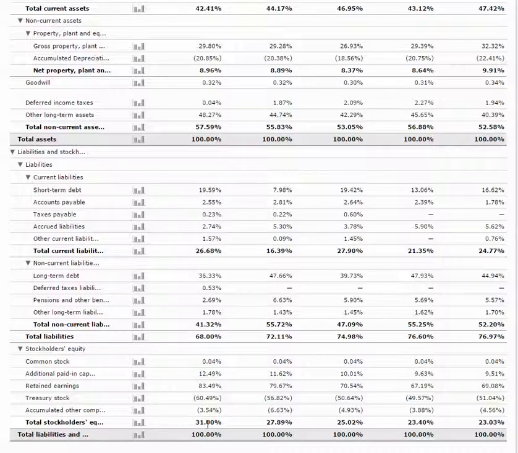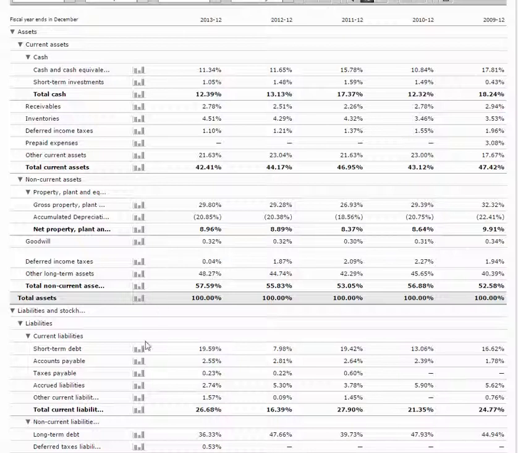And then you can see the equity in the company is growing steadily year over year. So some good information there. And again, you can always look at the graphs if you want to see what's happening.